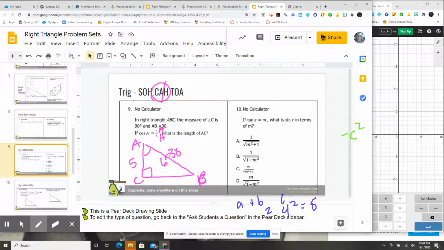So I can't have 6 equal 30. I've got to kind of make a proportion. I've got a small triangle with a 5 and a 6, and I've got a bigger triangle with a 30. So we've got to make a proportion. 5 is to 6 as X is to 30. Then you can cross multiply. 30 times 5 equals 6X. So 6X equals 150, and X should equal, I might have to pull out my calculator just to be sure, but I want to say it's 12.